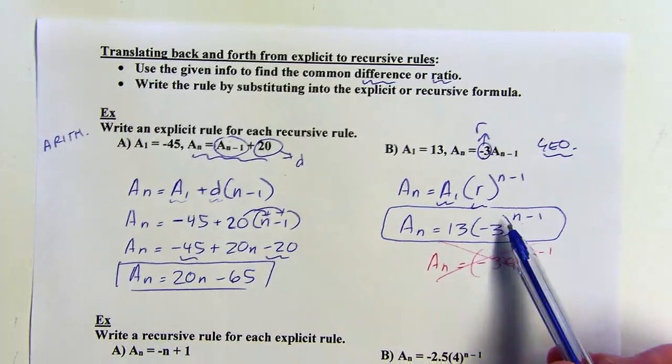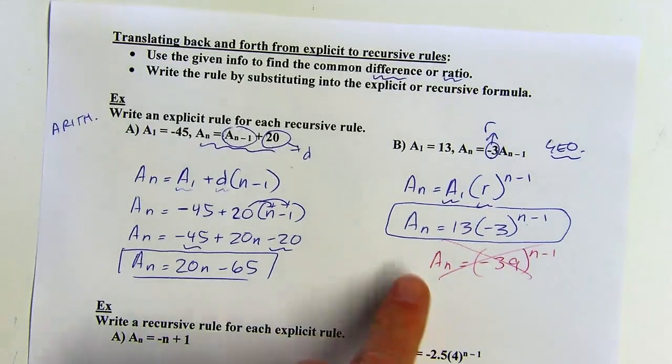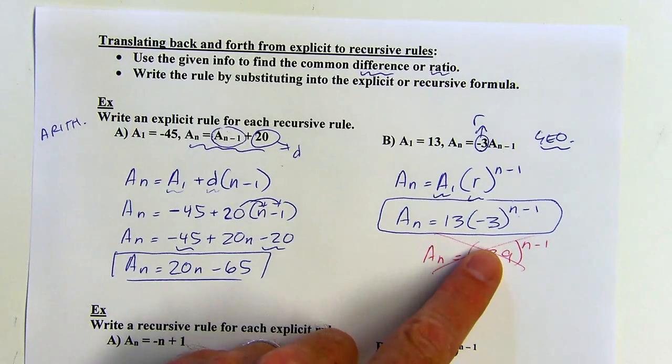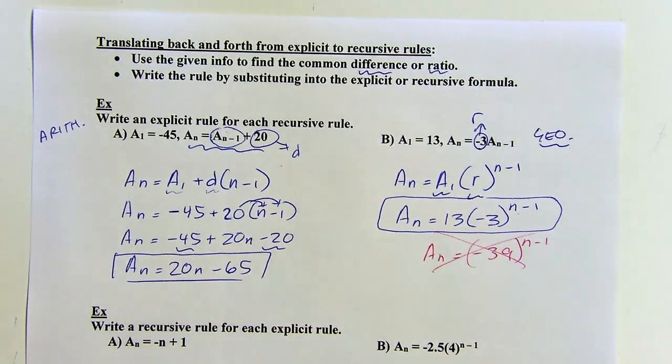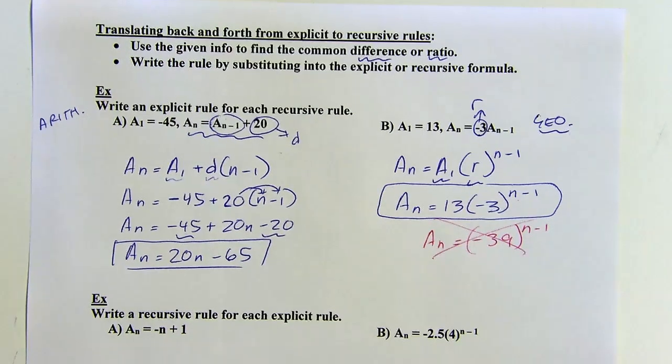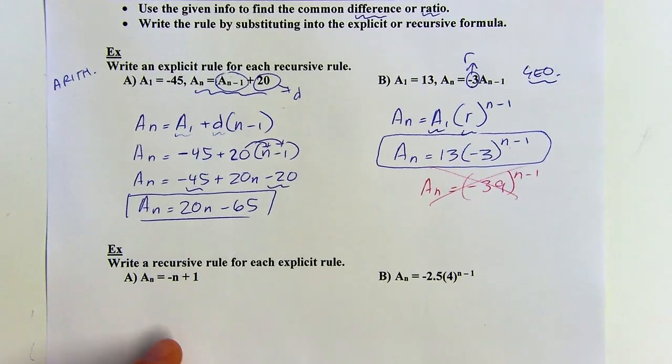But again, you could find the 100th term now just by plugging 100 in for n, and now that it's explicit, this isn't built on the previous term. I don't need the previous term to find any term. So that's the idea there. Okay. All right. So now let's work in the other direction.